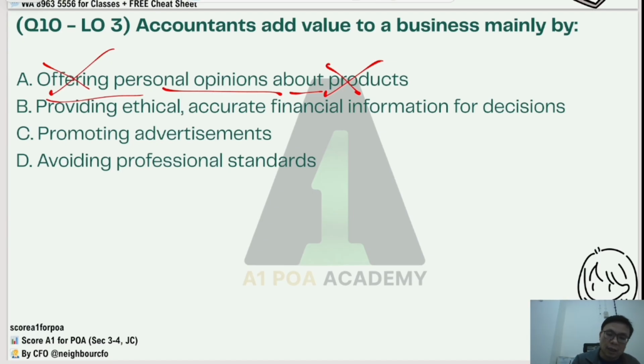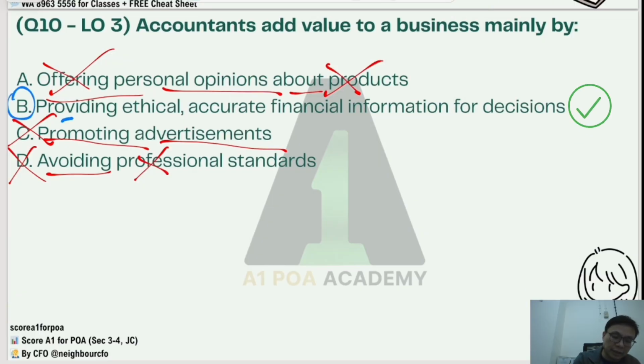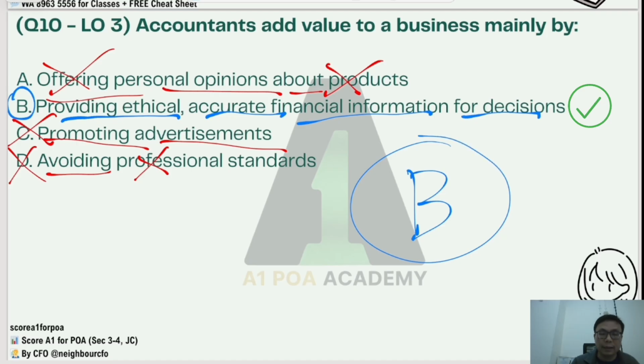But let us look at C. C, promoting advertisement, right? So once again, this is no because that is under the review of the sales and marketing team. Last but not least, avoiding professional standard. So this go against the ethical values of an accountant, right? So this is totally out. So therefore, B is the correct answer. Providing ethical, accurate financial information for decision making. Answer will be B in this instance over here.